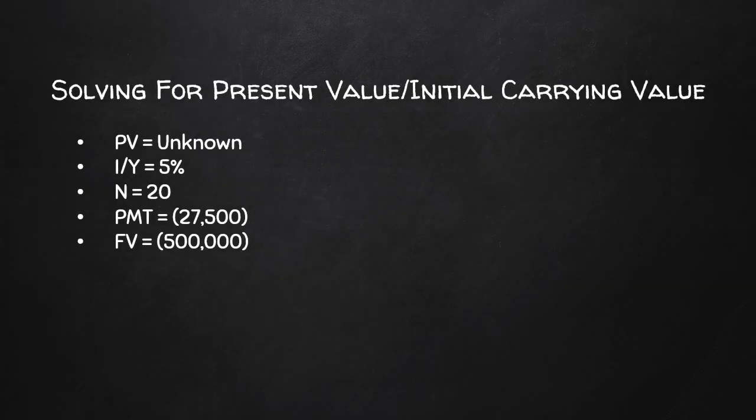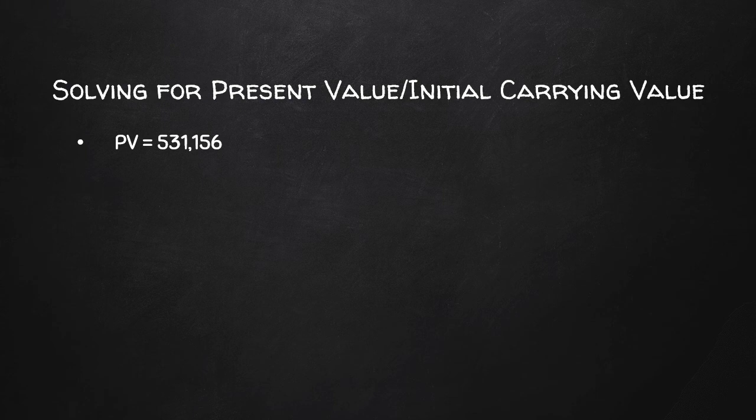Now, solving for the present value, the initial carrying value, you have your present value unknown, your interest rate is 5%, your amount of time is 20, your payment is 27,500 negative, and your future value is 500,000 negative. So you just solve and you get your present value, or 531,156. This would be the carrying value that goes in the column for the amortization schedule.